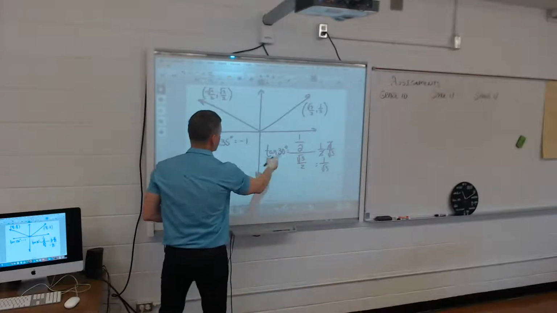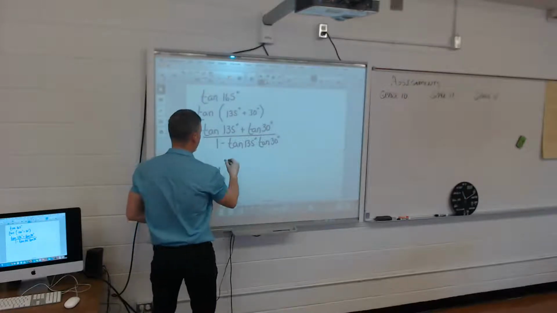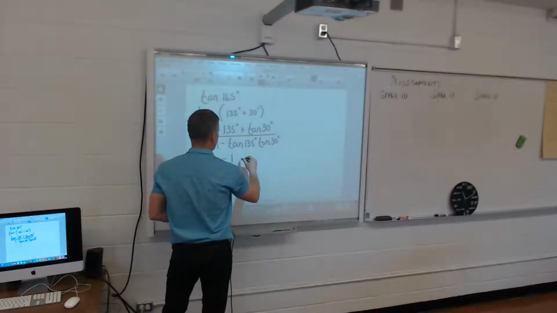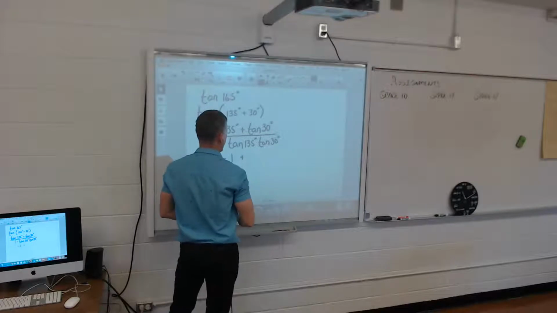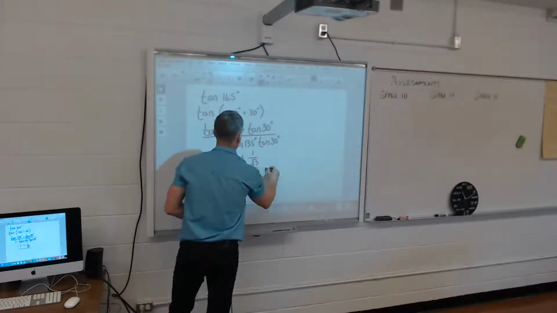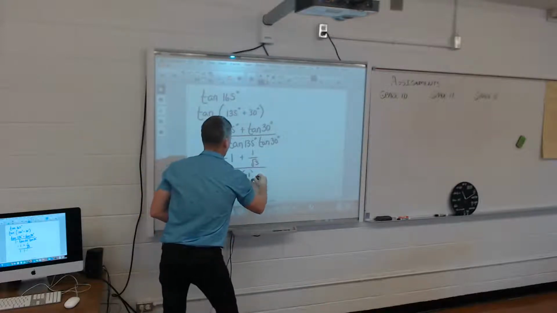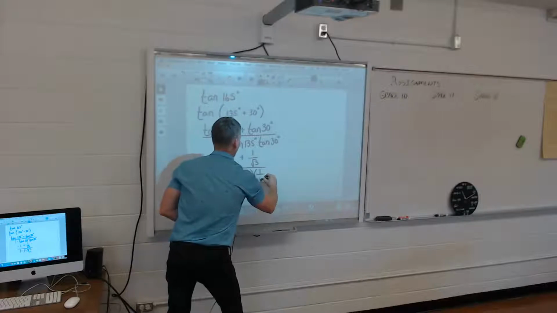So now I use those two values back here. Tan of 135, negative 1. Tan of 30, 1 over root 3. So I have 1, subtract negative 1 times 1 over root 3.